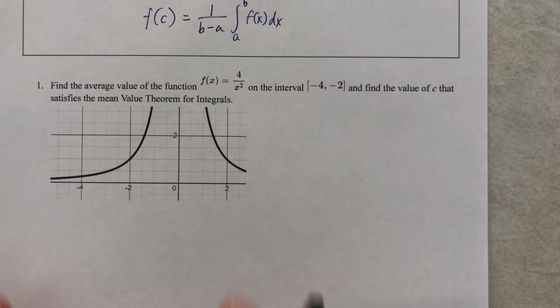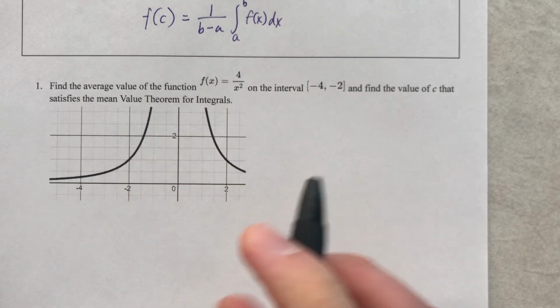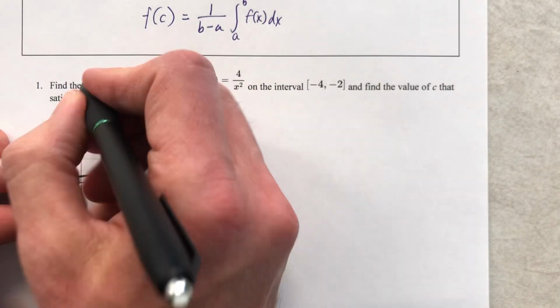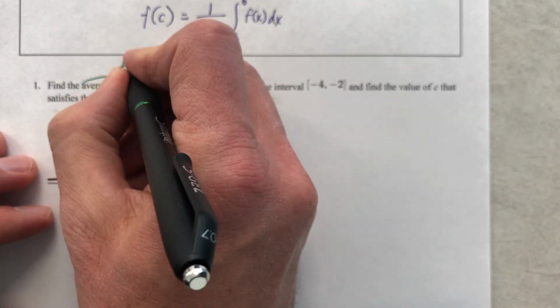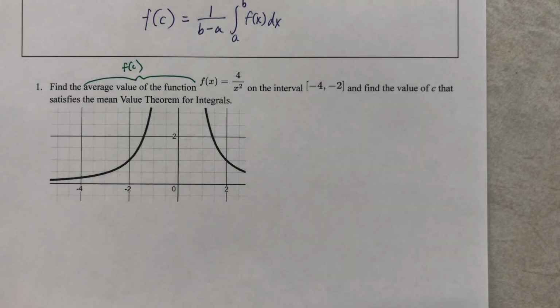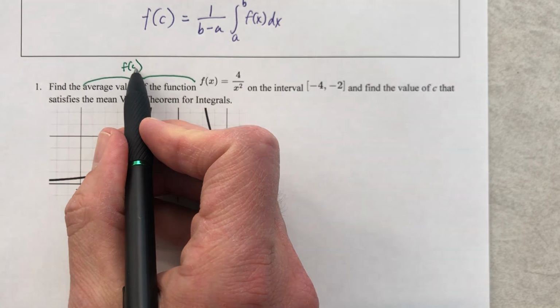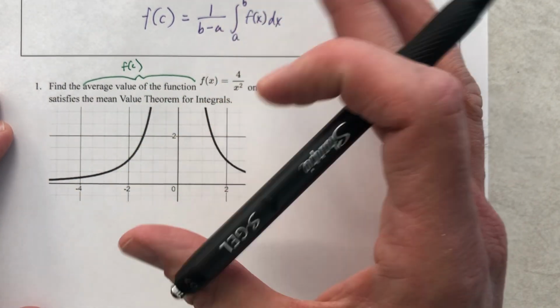We're going to find the average value of the function. Average value of a function, what's that? Average value of a function is, this is worth writing in green. Average value of a function. This is a y value. We call it f of c, whatever c may happen to be. So there's going to be some x input that gives us a y value. A value of a function is a y value.